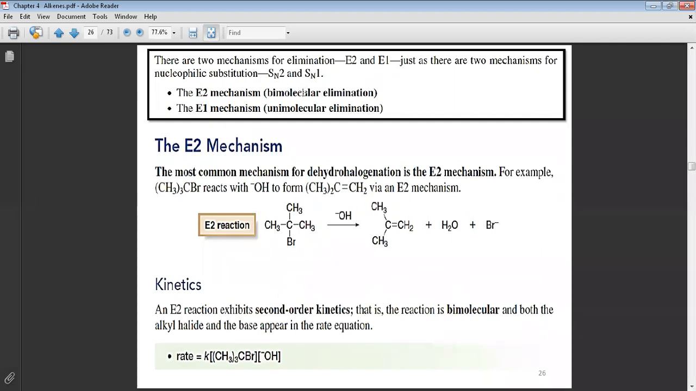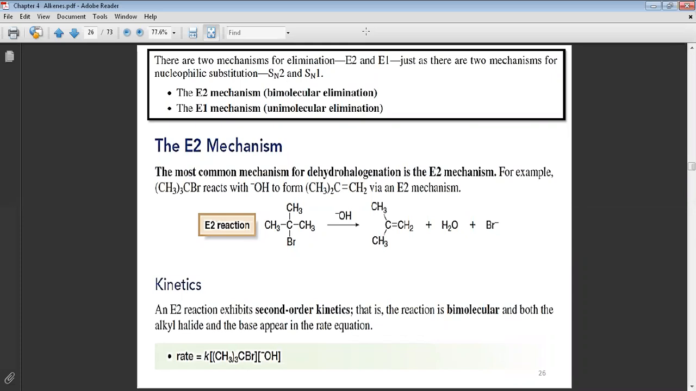That means the kinetics, the rate of reaction, depends on the concentration of the substrate, the alkyl halide, the starting material, and also the concentration of the base. Both of them can affect the speed of the reaction.